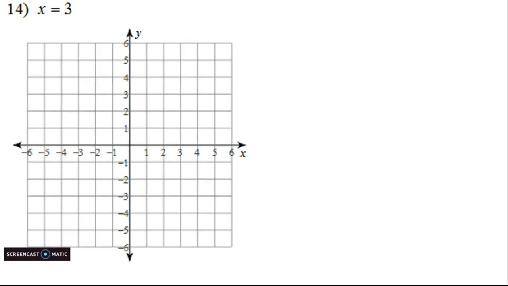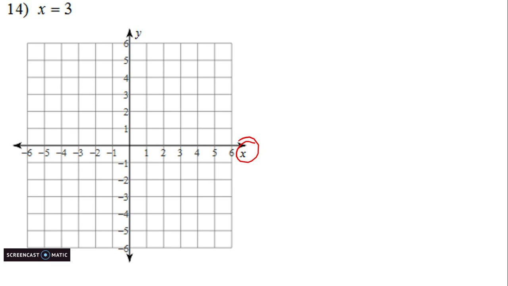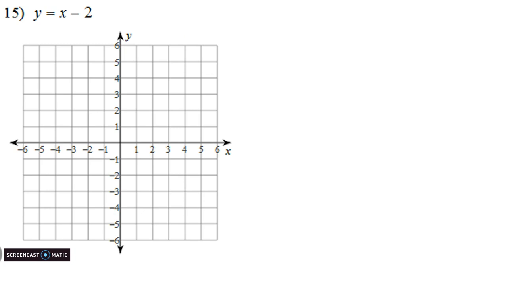This one, all the x values are 3. So here's the x-axis. Here's where x is 3. Show all the x values of 3. That's this line here. 3, 2, 3, -6, etc. All my x values are 3 at that line. Every point on that line has an x value of 3.